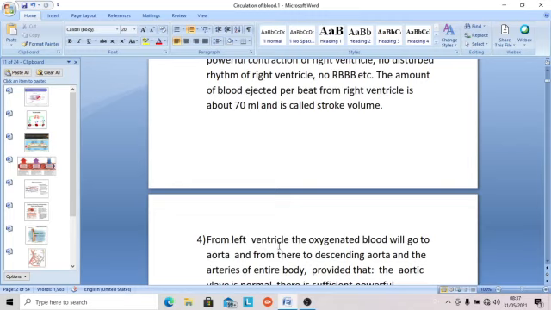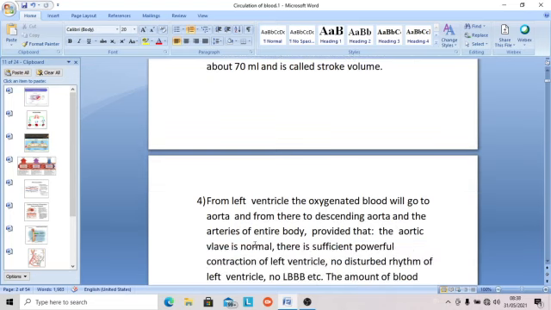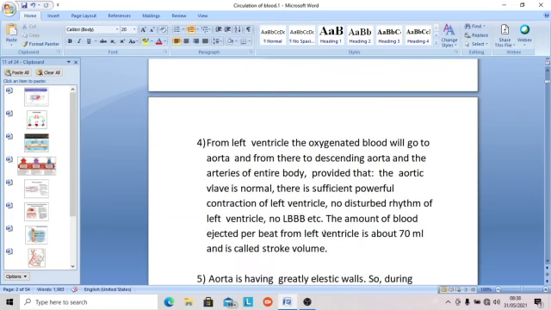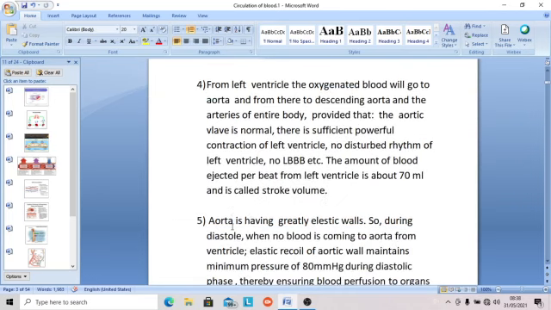Likewise from the left ventricle, the oxygenated blood will go to the aorta, from there to the descending aorta and arteries of the entire body. This is provided the aortic wall is normal, there is sufficient power for contraction of the left ventricle, there is no disturbed rhythm of the left ventricle, and no LBB. The amount of blood ejected per beat from the left ventricle is 70 milliliters. It is called stroke volume.